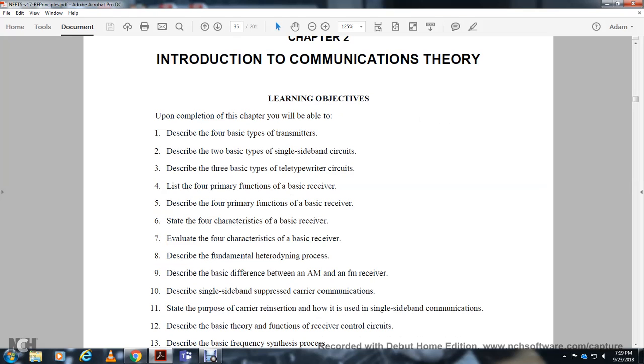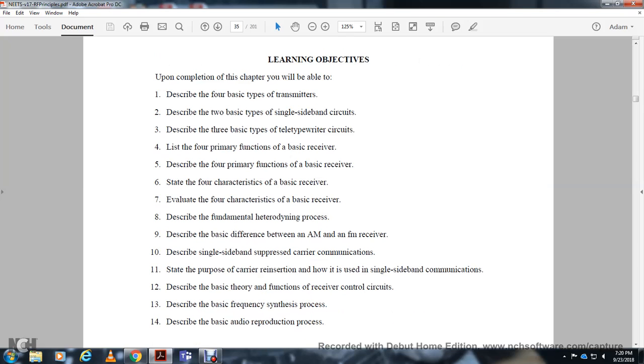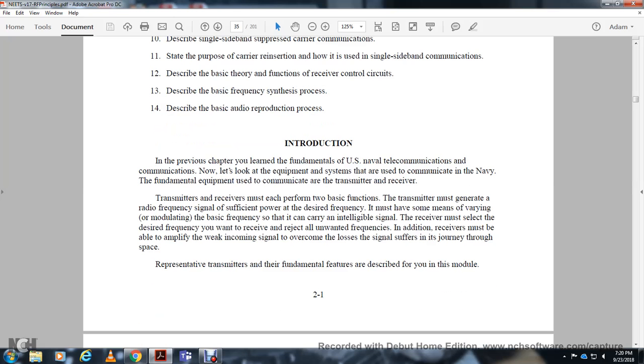Describe the fundamental heterodyning process. Describe the basic difference between AM and FM receivers. Describe single sideband suppressed carrier communications. State the purpose of carrier reinsertion. How do you do single sideband communication? Describe the basic function of receiver control circuits. Describe the basic frequency synthesis process. Describe the basic audio reproduction process.